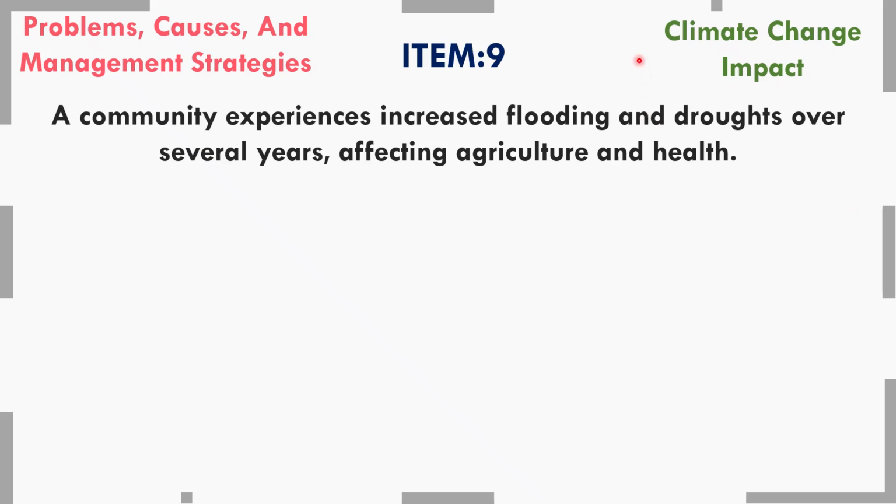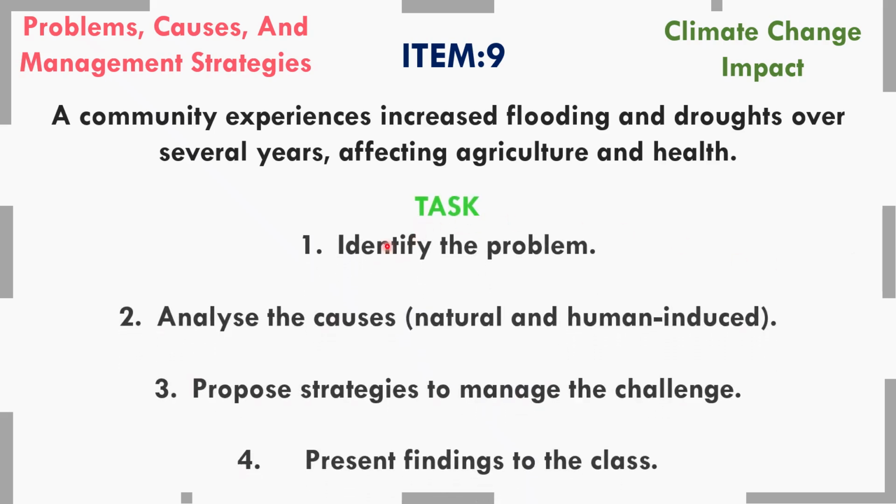Let's now look at climate change impact. Item 9. A community experiences increased flooding and droughts over several years, affecting agriculture and health. Identify the problem. Analyze the causes, natural and human-induced. Propose strategies to manage the challenge. Present findings to the class.